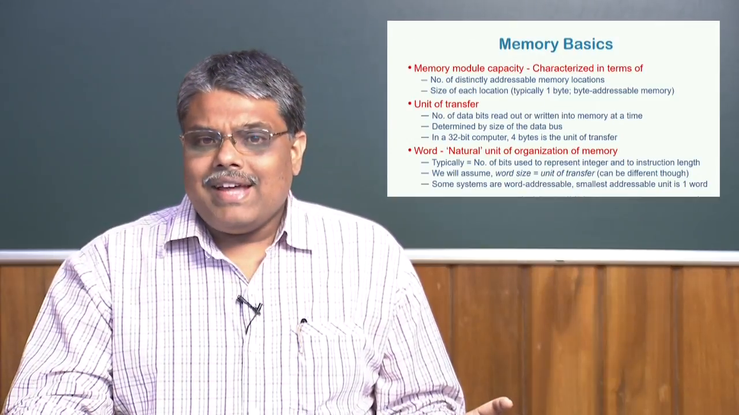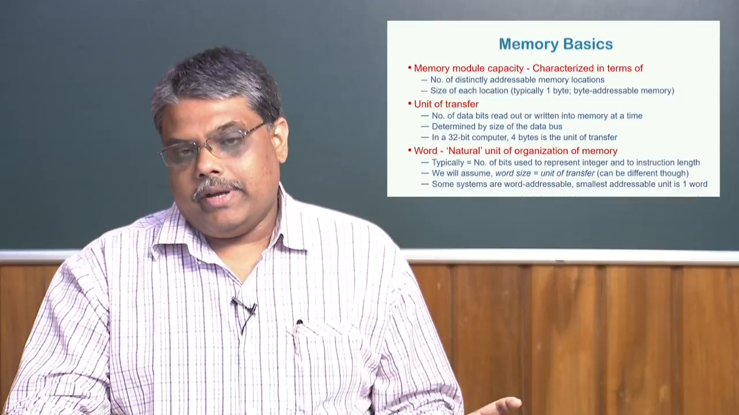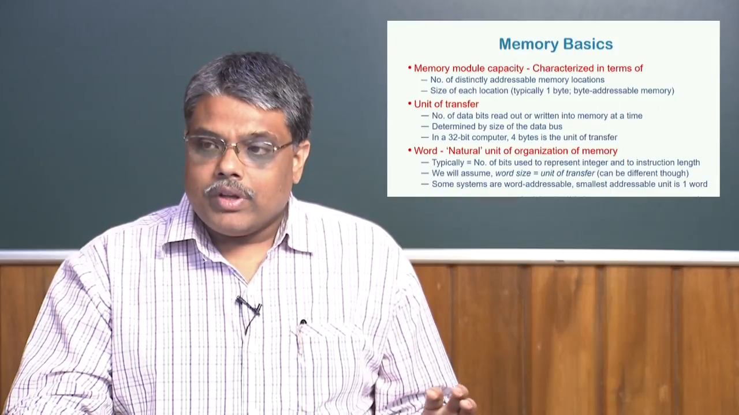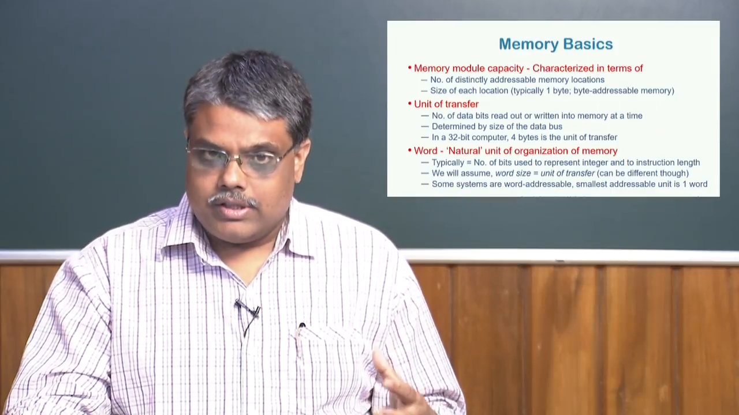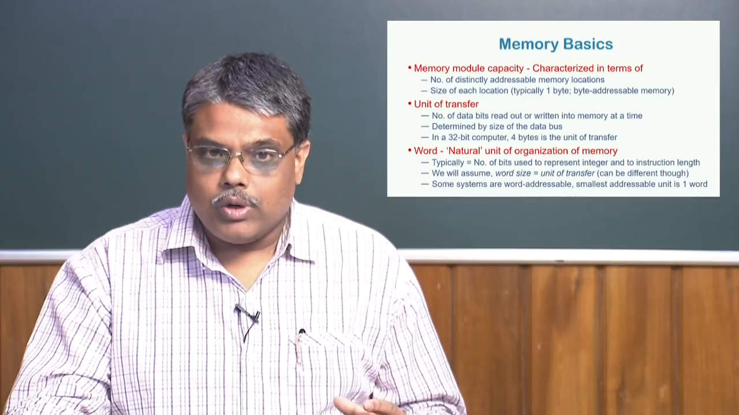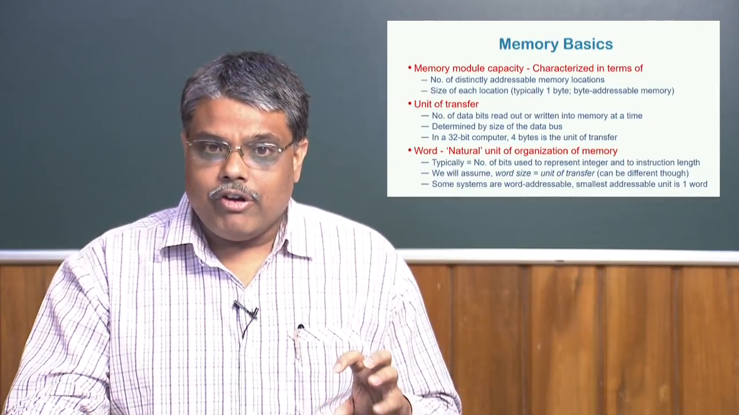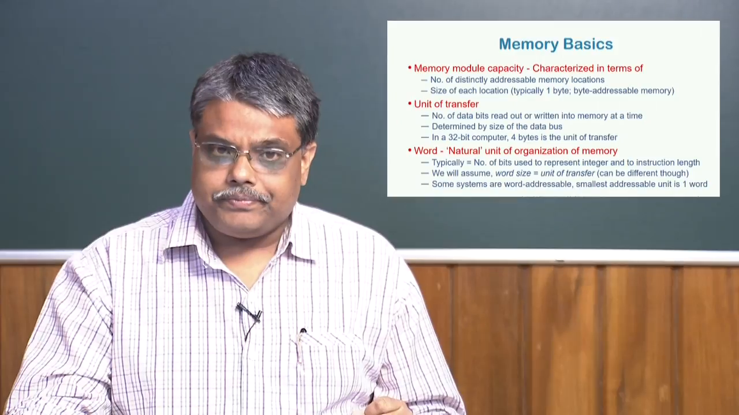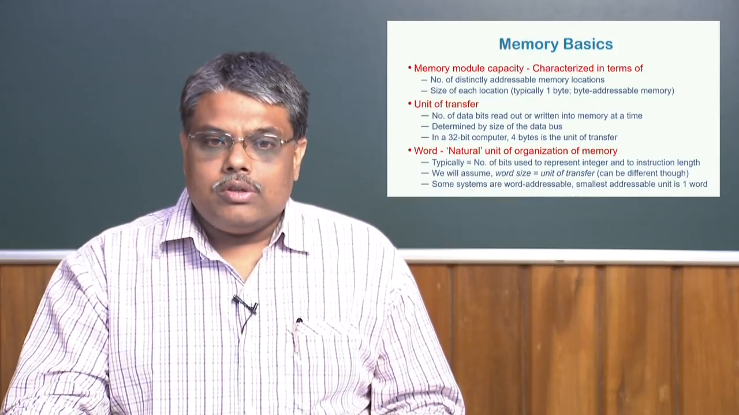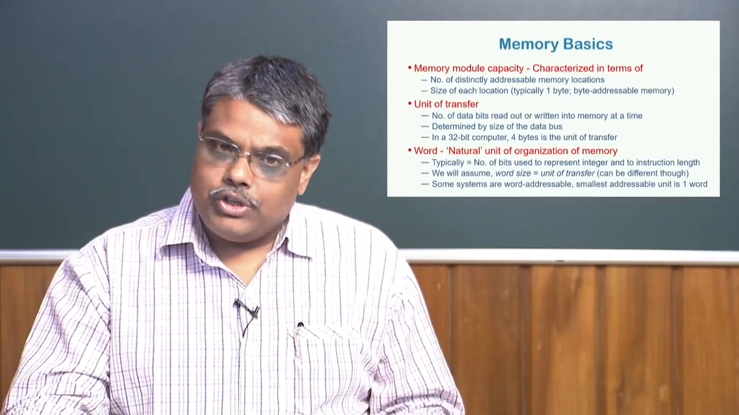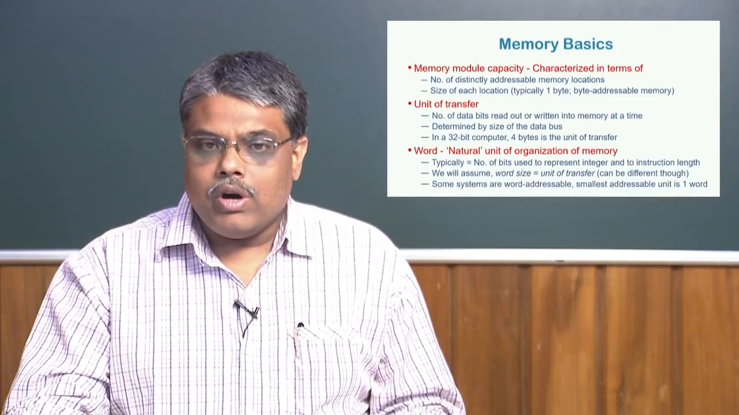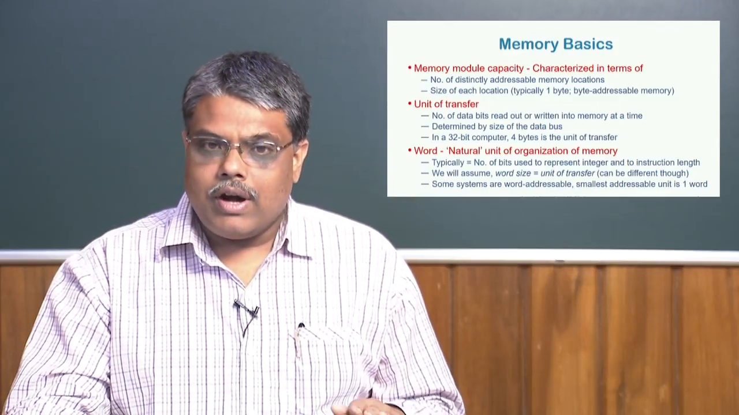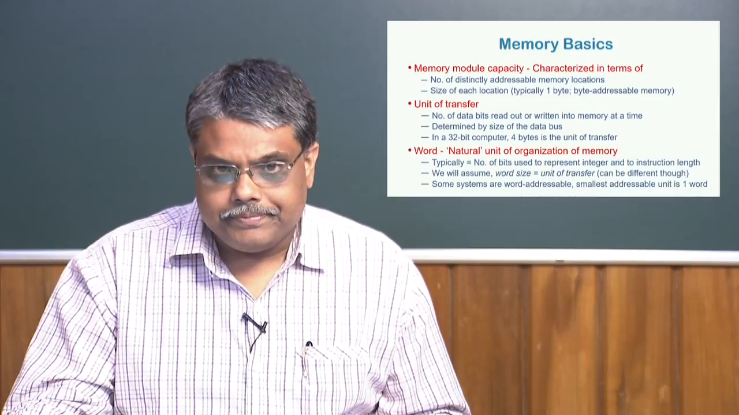A word is defined as the natural unit of organization of memory. This is the unit with which the processor basically works. This is the typical number of bits used to represent integers within the processor and also the average instruction length. We will assume in this course that word size is equal to the unit of transfer. However, in general, word size can be different from the unit of transfer, but as I said, in this course, for us, word size equals unit of transfer.